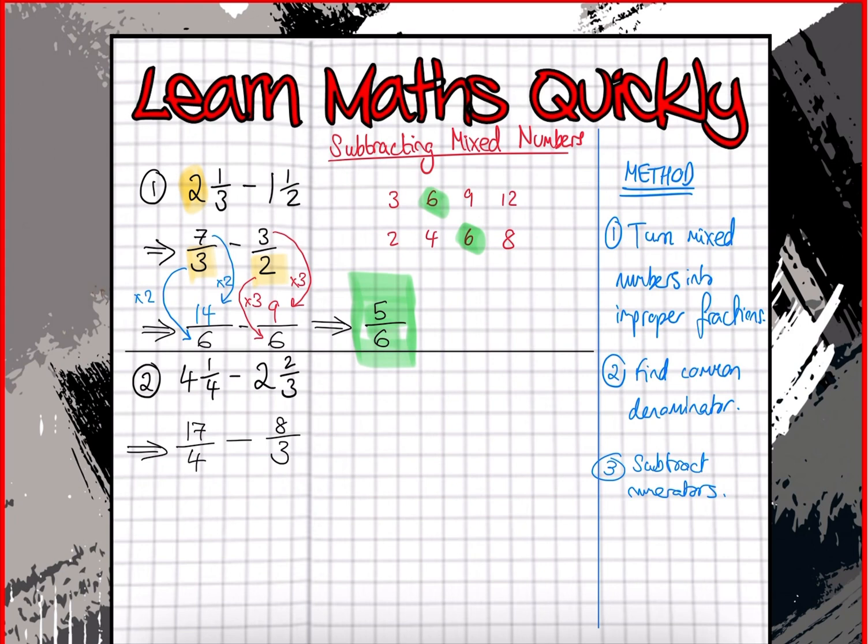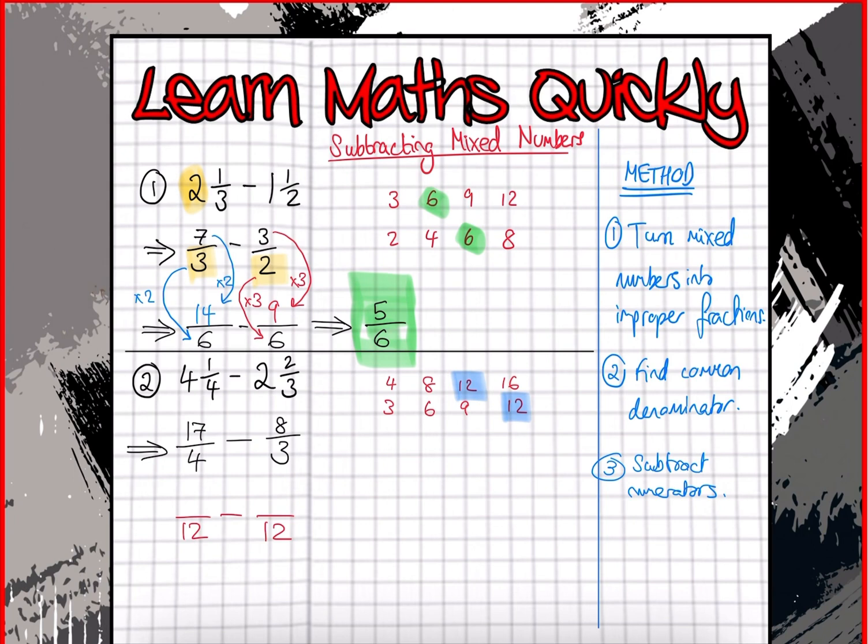Now, we need to find our common denominator. So I'm going to write out some times tables again. So my 4s go 4, 8, 12, 16. Our 3s, 3, 6, 9, 12. And we look to see which is the lowest number that's in both of those. And in this case, it's 12. So we know that the denominator we're looking for in both of these is 12.